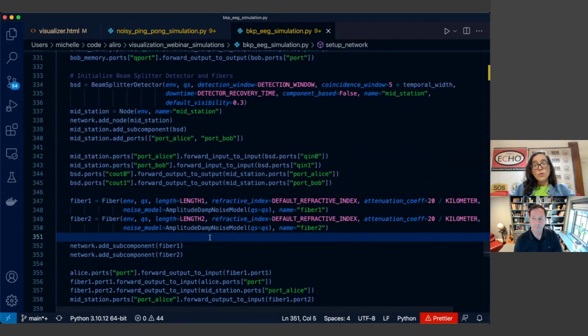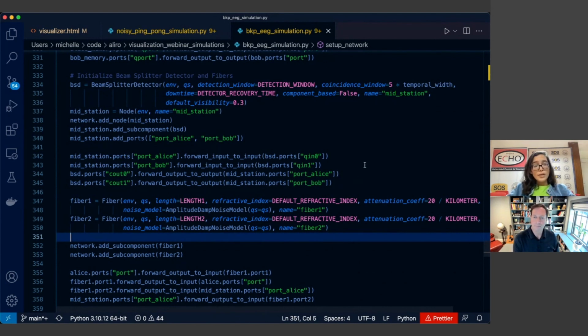And as we know, fibers experience attenuation and therefore they experience signal loss. We're going to be modeling this photon loss via the attenuation coefficient for these fibers. We're going to start with an attenuation coefficient of 20 decibels per kilometer. And this is the configuration that we're going to be applying to our two fibers.